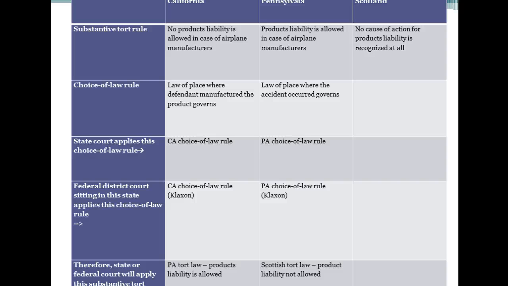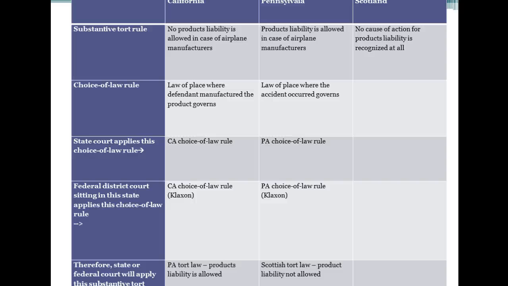So California follows the substantive tort rule that they do not allow products liability cases in the case of airplane manufacturers. Okay, so airplane manufacturers have gotten together as a very strong lobbying group, and they've lobbied the legislature in California that no products liability is allowed against airplane manufacturers. Pennsylvania, on the other hand, their substantive tort rule is that products liability is allowed in the case of airplane manufacturers and indeed everybody else. And Scotland, as we know, at least at the time, its substantive tort rule was that there was no cause of action for products liability at all.